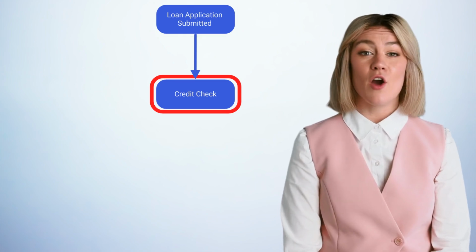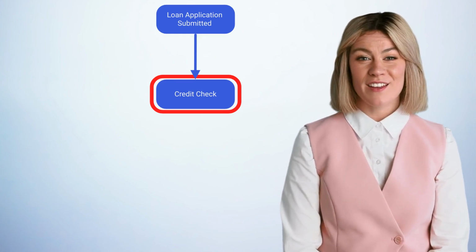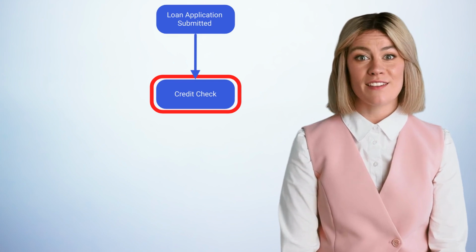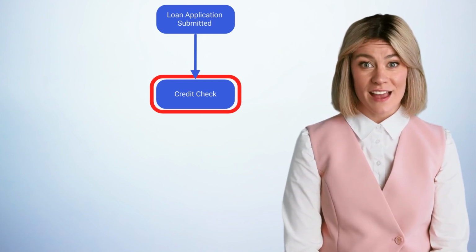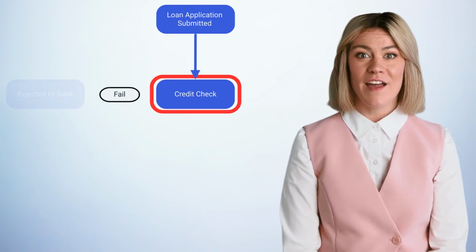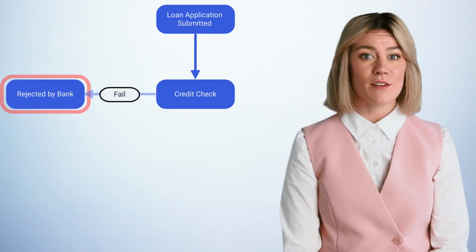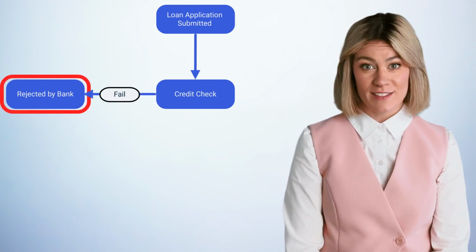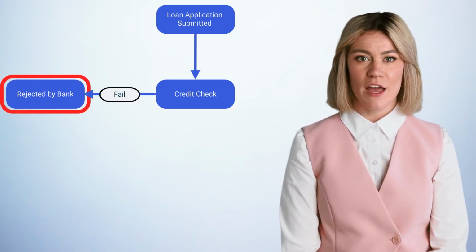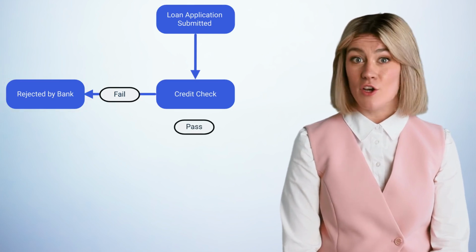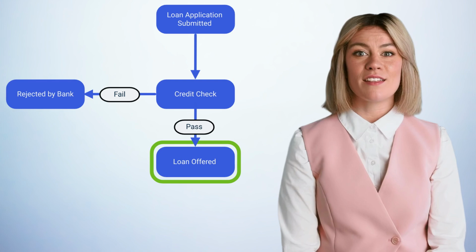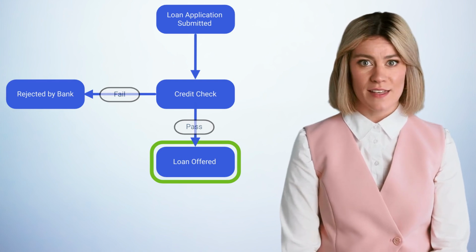Remember, the state will only have one value. The credit check will eventually complete, and the result will impact the next state. If the credit check fails, then the next state will be rejected by bank, and this is a final state. If the credit check passes, the state will change to loan offered. In either case, the customer is informed automatically.